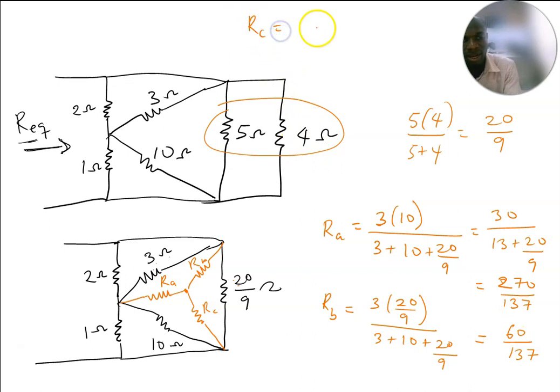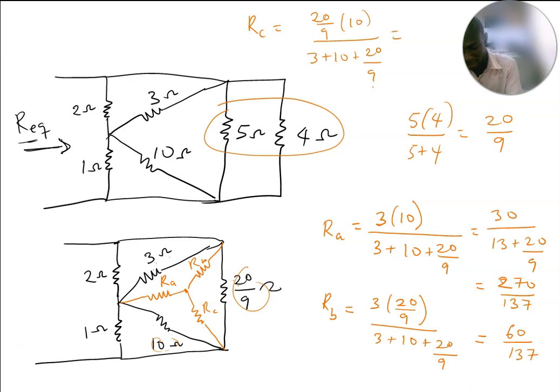Now, let's find RC here. RC is going to be the adjacent resistors, which are 20 on 9 times 10. That is 20 on 9 times this 10. So we are going to get 20 on 9 times 10, all on 3 plus 10 plus 20 on 9. And what is going to be the value? Let me see the 20 on 9 times 10.